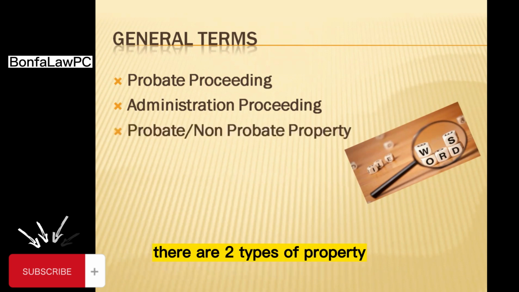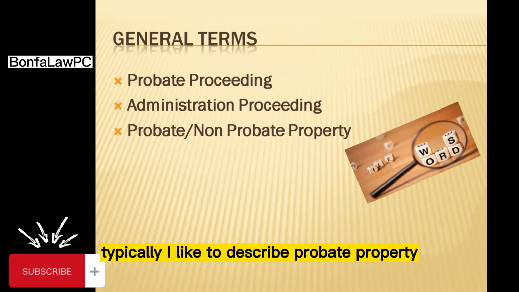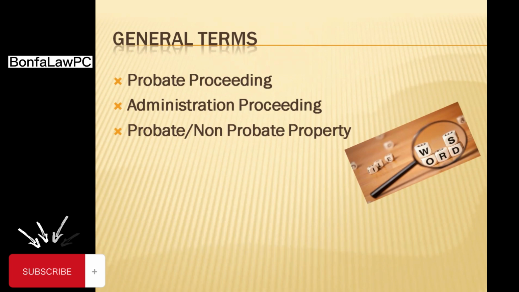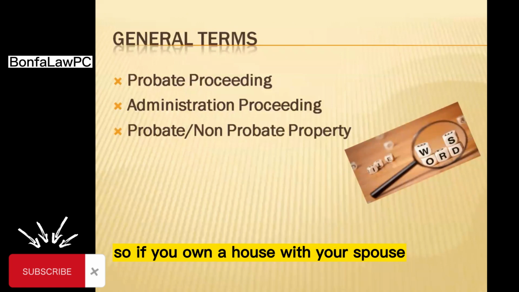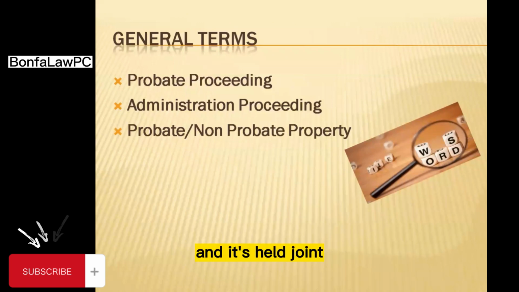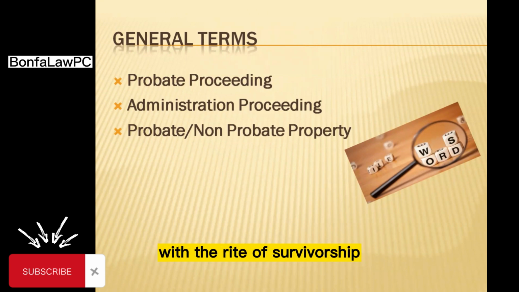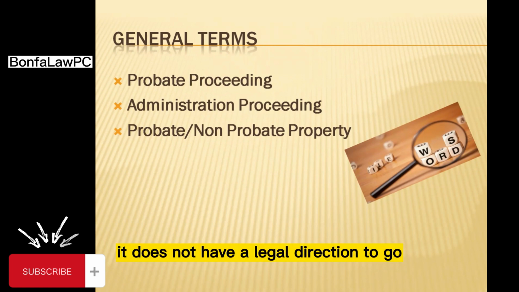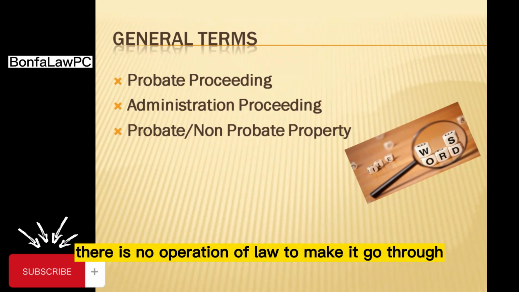There are two types of property: probate property and non-probate property. Typically, I like to describe non-probate property as property that has a legal direction to go. So if you own a house with your spouse and it's held joint, or with your cousin or your brother, and it's a joint with a right of survivorship, that is non-probate property. It has a legal direction to go. If the house is just in your name, then that would be probate property. There is no operation of law to make it go through.